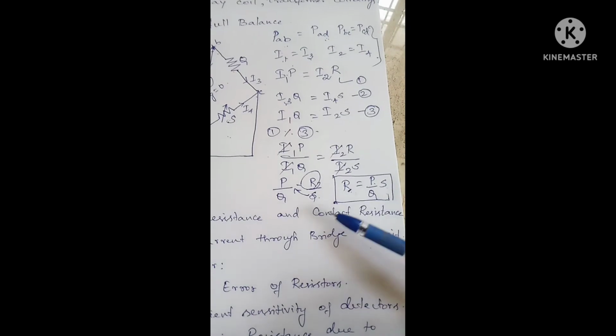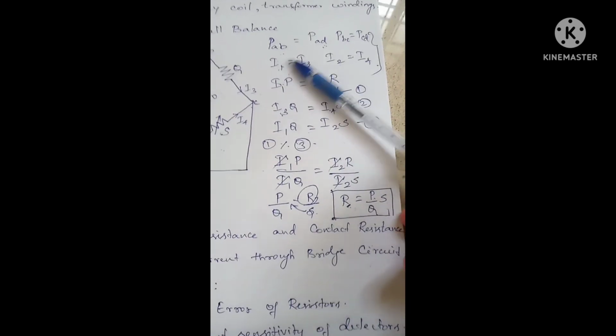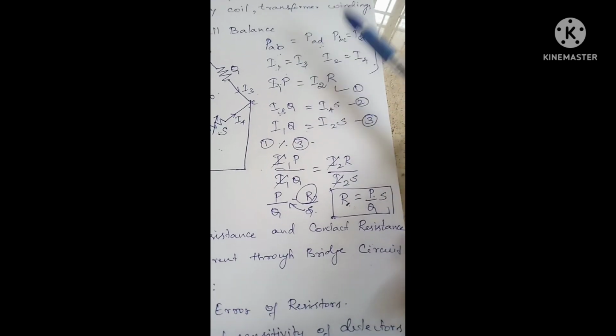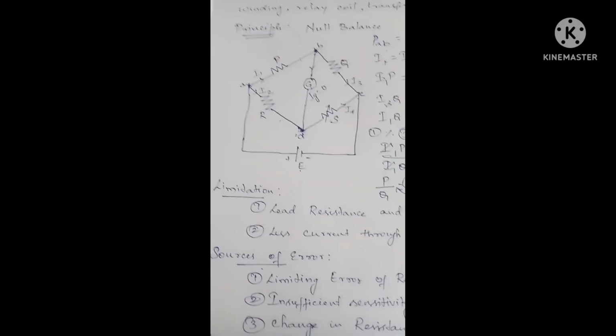So this is our derivation part. In our derivation part, we made the bridge balance condition. Under bridge balance condition, we have certain equal potentials, by means of which we have derived the equation for unknown resistance. So this is about our Wheatstone bridge method.